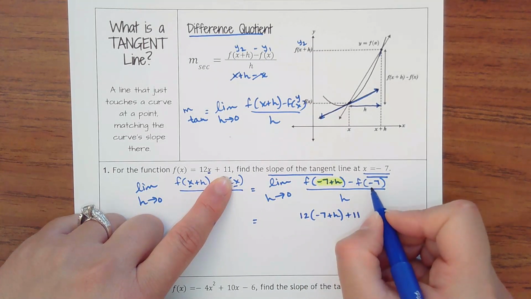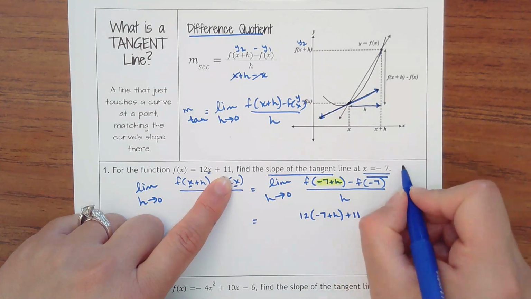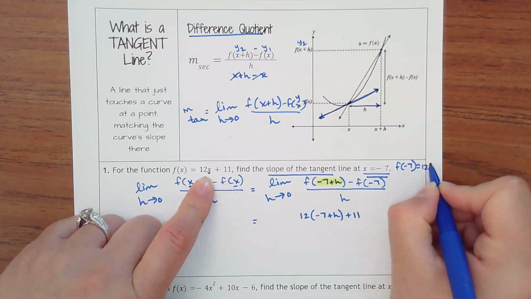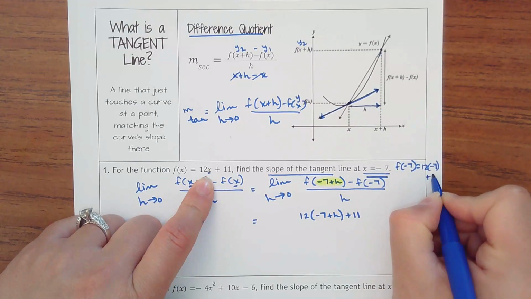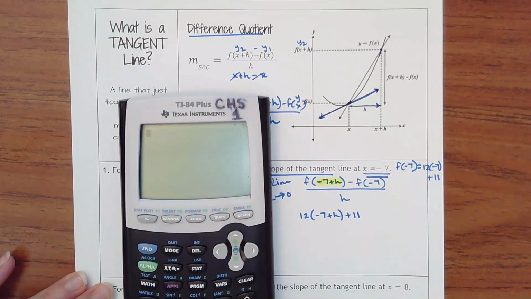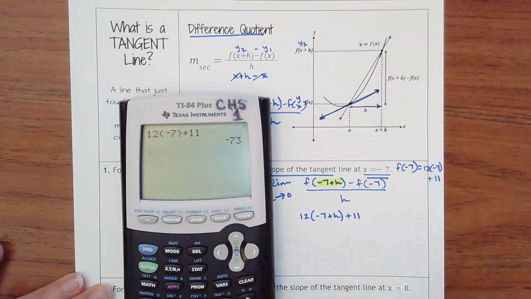Now this minus f of -7, I would rather just go on and know what that is. f of -7 is just plugging in 12 times -7 plus 11. Right, it's just finding a y value when x is -7. So 12 times -7 plus 11 is -73.